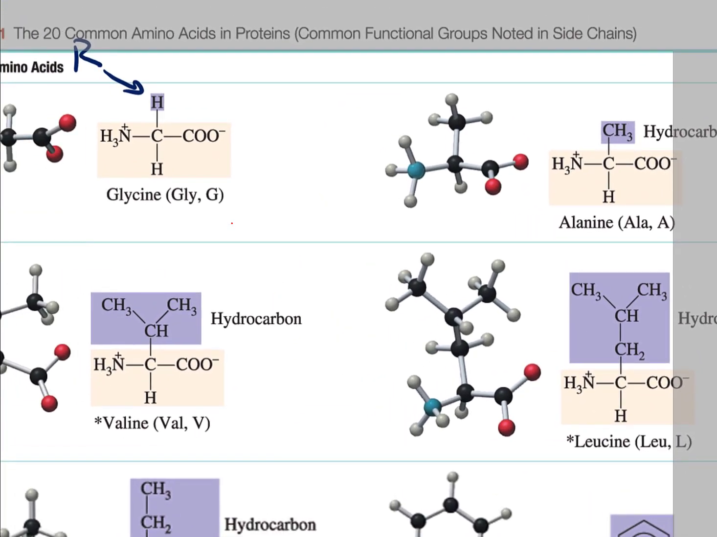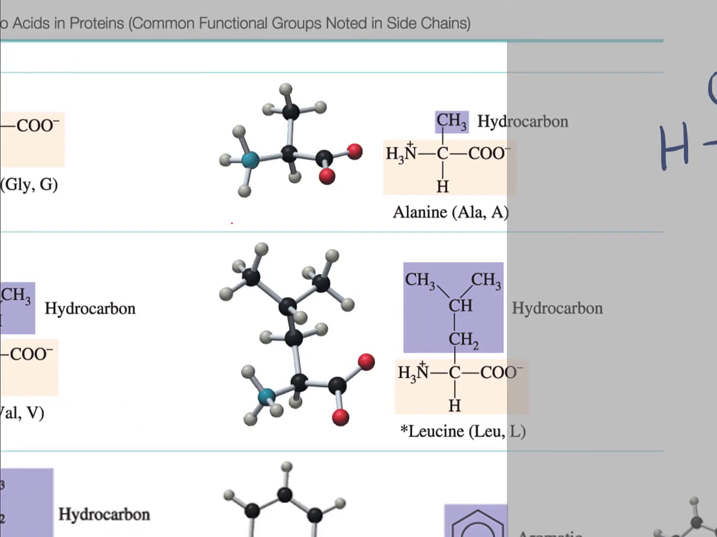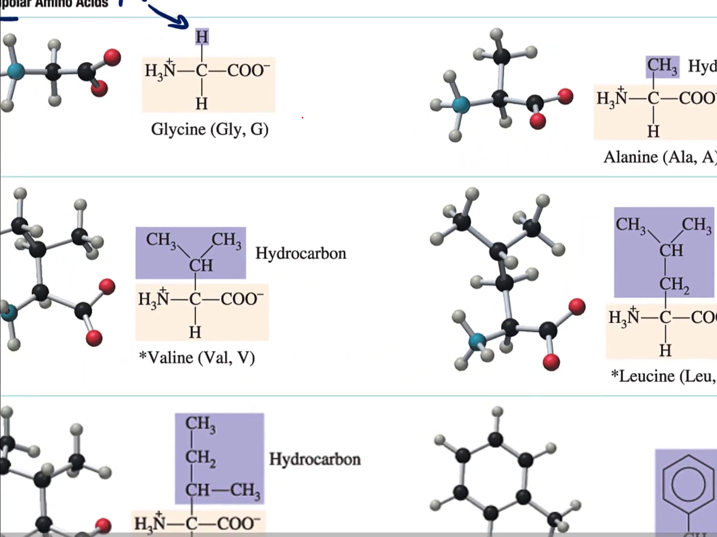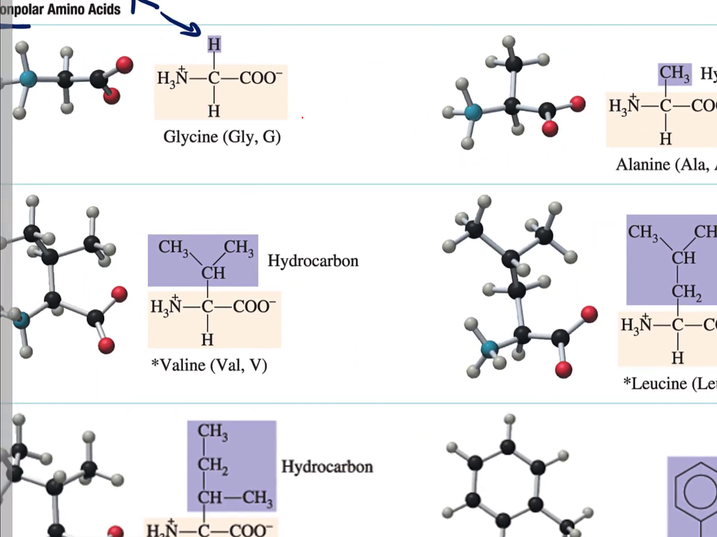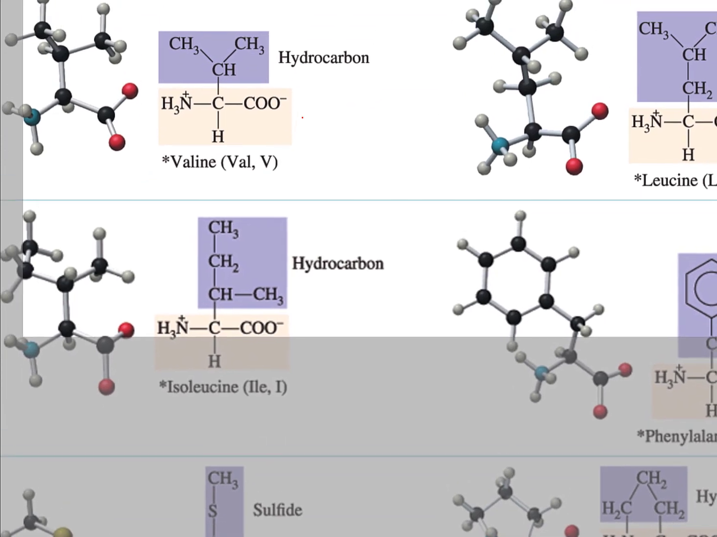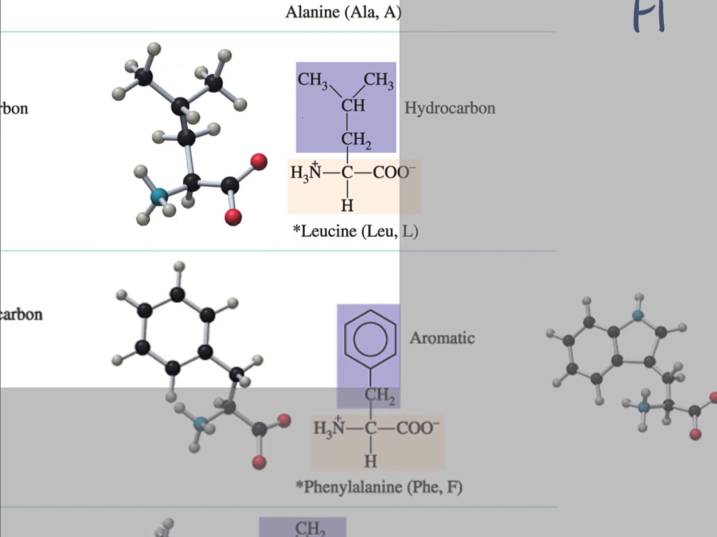The first one, glycine, it just has a hydrogen. The second one, alanine, it has a methyl group, a CH3. The third one, valine's got 3 carbons. But notice nothing but carbons and hydrogen. When you have nothing but carbons and hydrogen, you're going to have a nonpolar molecule going down. See, isoleucine's got 4 carbons. Leucine, 4 carbons, just a little different arrangement.